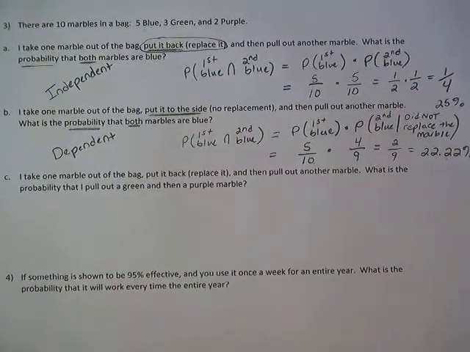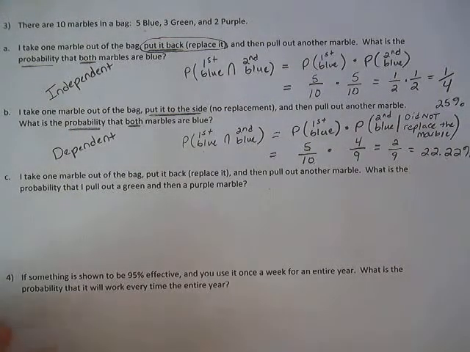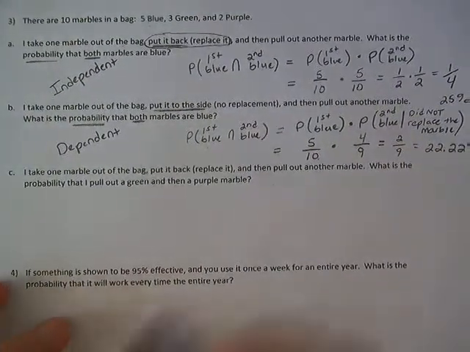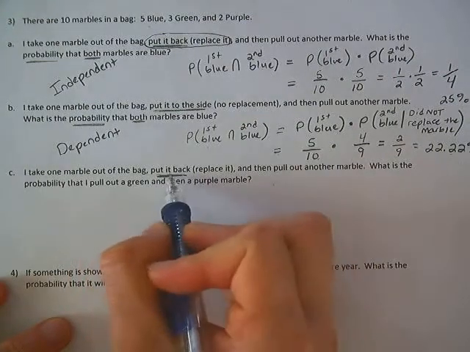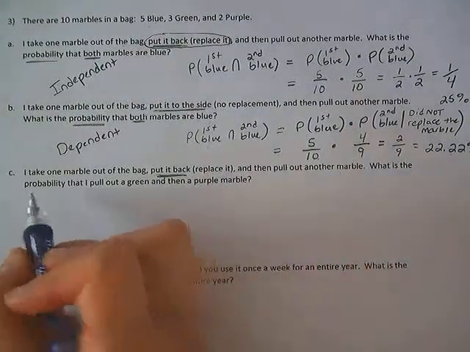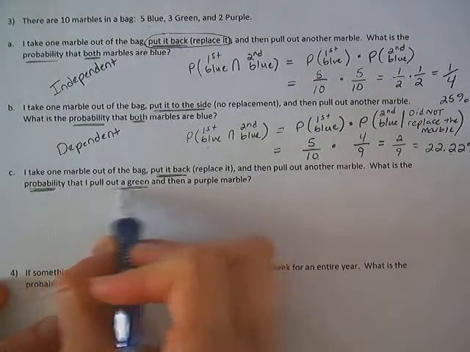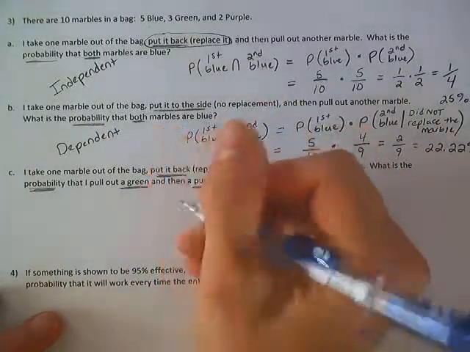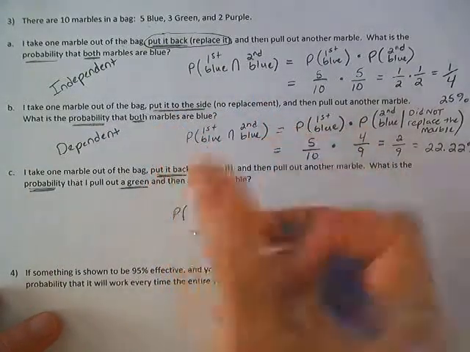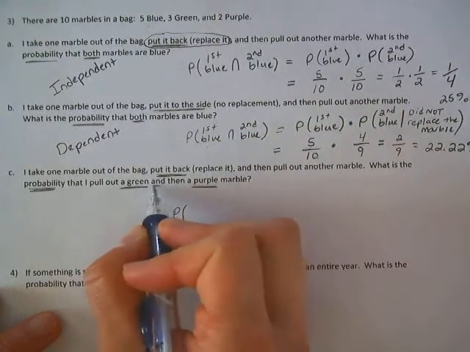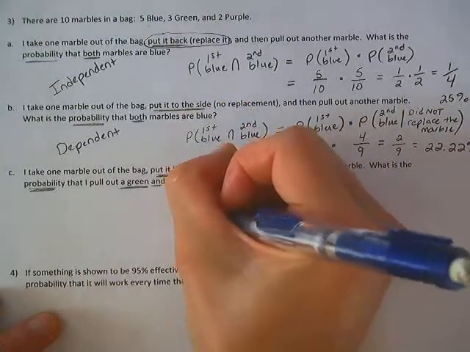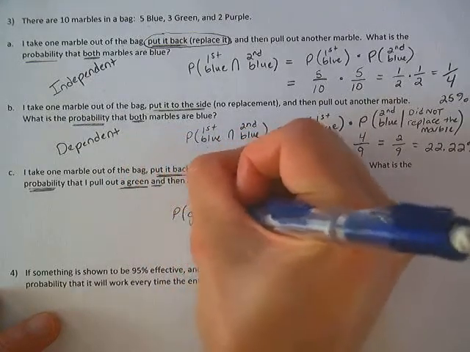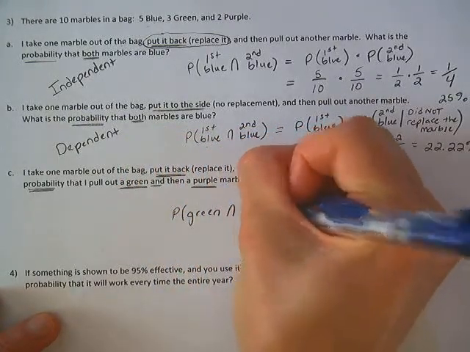All right. Part C, it says, I take one marble out of the bag. I put it back. In other words, I replace it. And then I'll pull out another marble. So notice this is kind of back in place; I've put the marble back. It says, what is the probability I pull out a green marble and then a purple marble? This one's just changing what we're trying to get out. We're finding the probability, and it's an intersection because it says what's the probability of getting this and that. So we're finding the probability that the first one is green and the second one is purple.